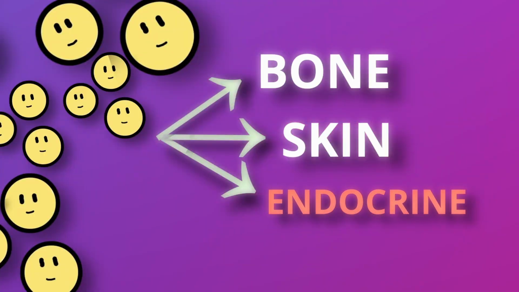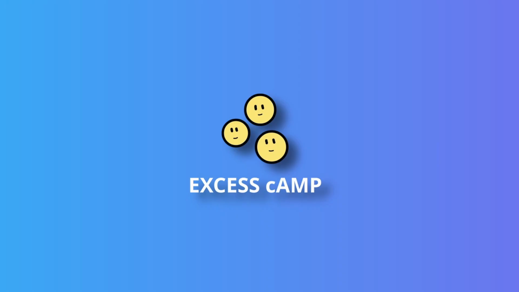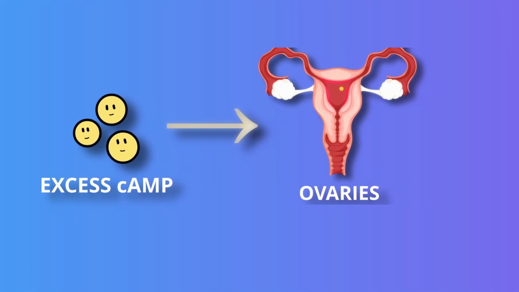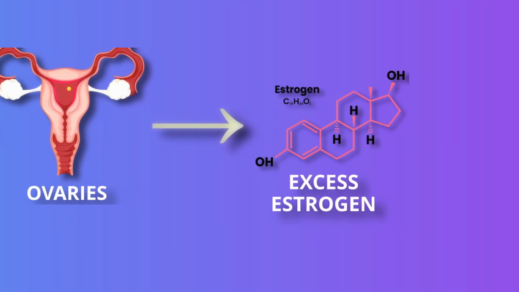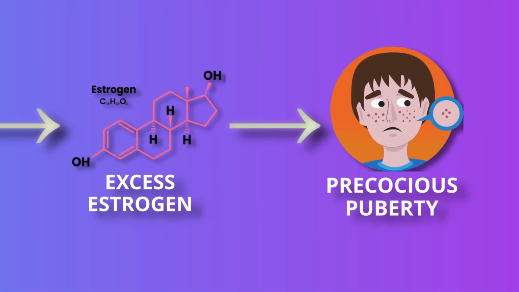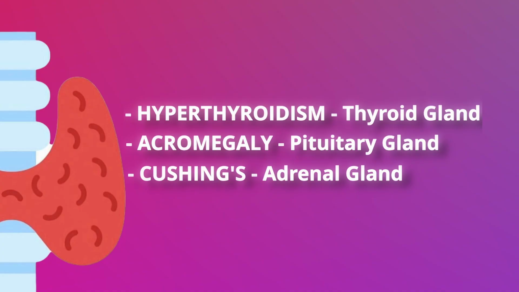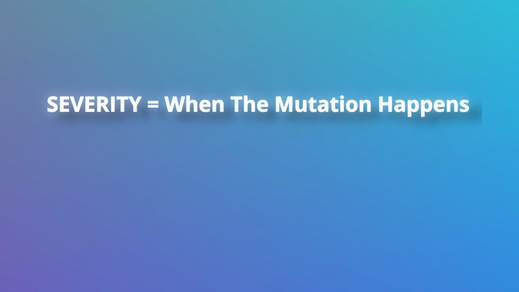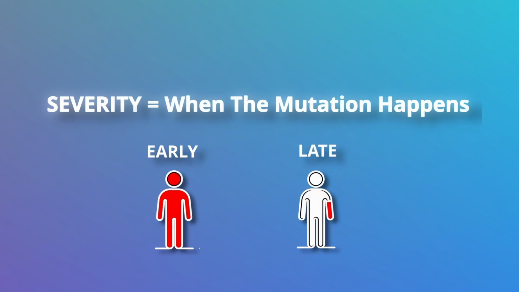Number 3, endocrine glands. Due to excessive cyclic AMP, ovaries produce excess estrogen, leading to precocious puberty. Likewise, hyperthyroidism, acromegaly, and Cushing syndrome. At what level the disease affects depends entirely on when this mutation happens. If the mutation occurs early in an embryonic development, it affects multiple tissues: bone, skin, endocrine glands, etc. If it happens late, it might just affect a single bone.